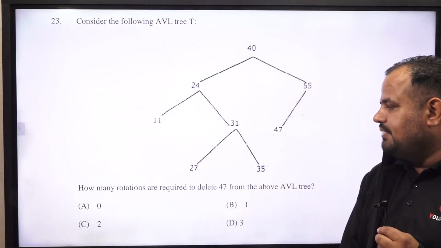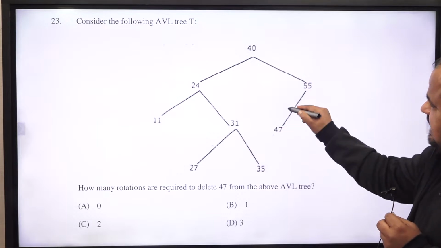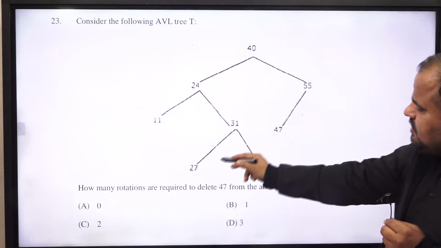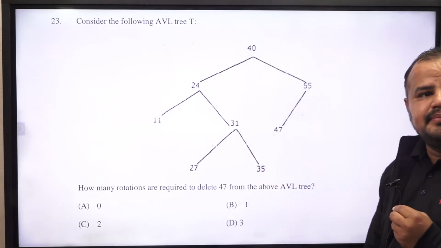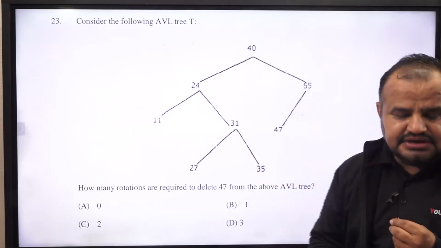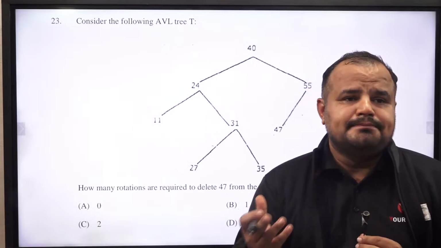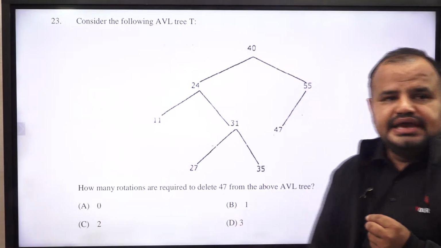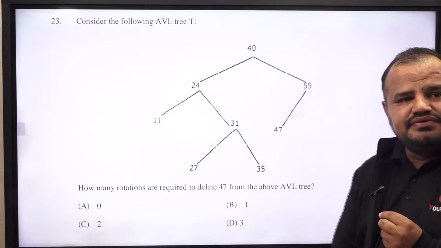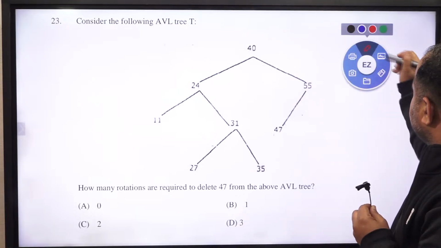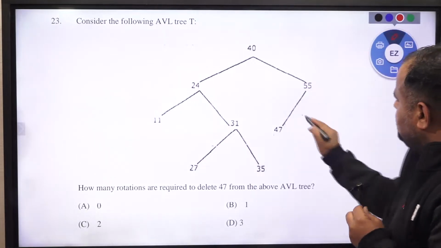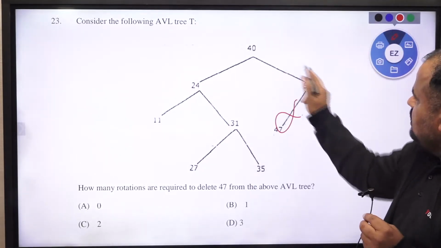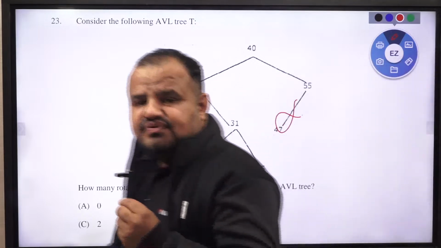If you just delete 47, then the height of the right subtree is 1, whereas the height of the left subtree is 3. 3 minus 1 is 2, and in the AVL tree you know that the balance factor must be -1, 0 or 1. Yes, you are right, C is the right answer. See, my dear students, how you can do this question. If you just delete 47, then this will be removed. Now, height 3 minus 1, balance factor is 2.